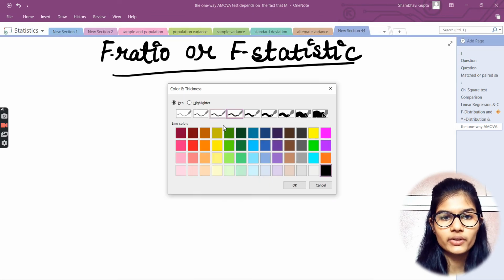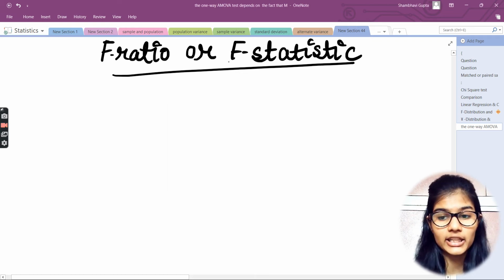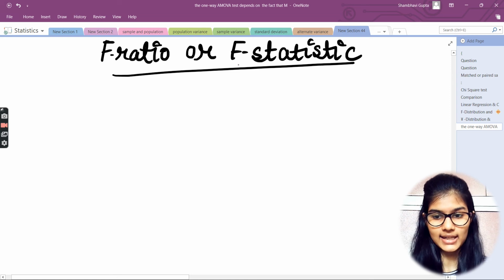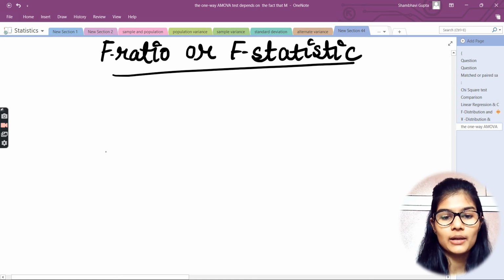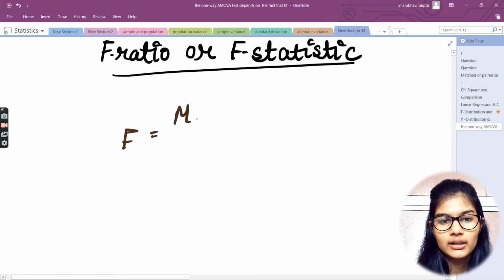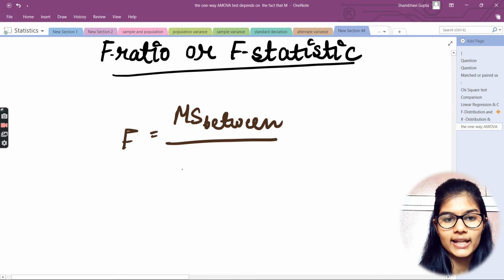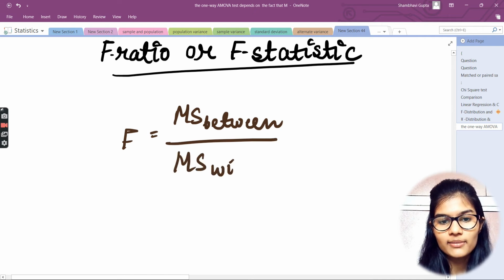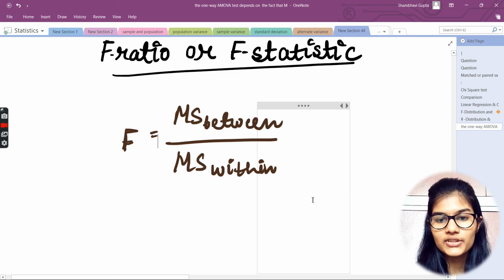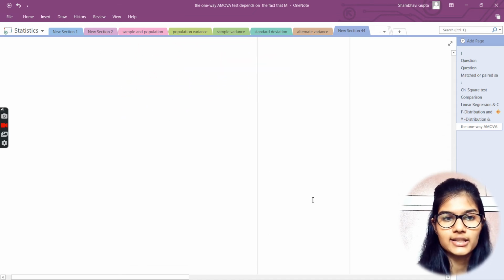Great. Now let's proceed and see what things come under the F ratio or the F statistic. First of all, I will let you know the formula. F is equal to MS between divided by MS within. Fine. So F is equal to MS between divided by MS within, right? Now I will get down and make some space for writing.